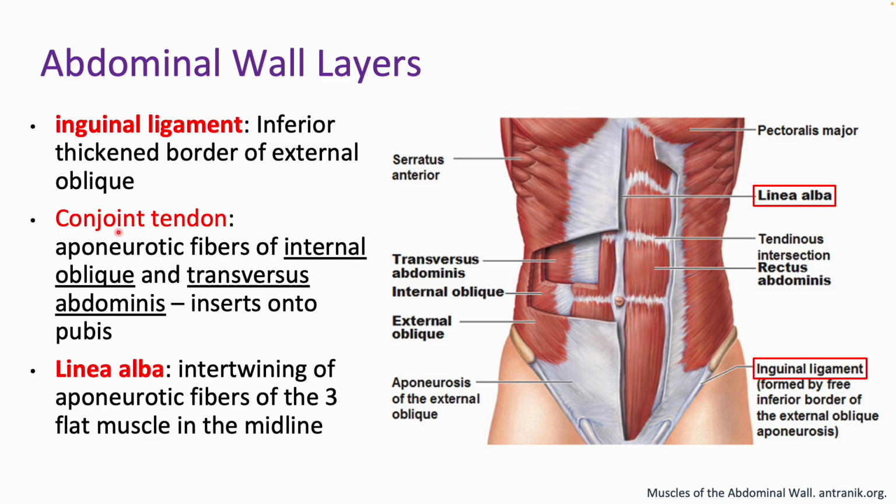Next, we're also going to have our conjoint tendon. What this is, the aponeurotic fibers of the internal oblique and transversus abdominis, so our middle and deep layers of the flat muscles, these two here, they're going to combine at their aponeuroses and insert down on the pubis. And then finally we have our linea alba, which we briefly mentioned. It's going to run up here from bottom to top, and it's an intertwining of the aponeurotic fibers of all three flat muscles. So all three of these are going to combine and run up and down here in the midline.